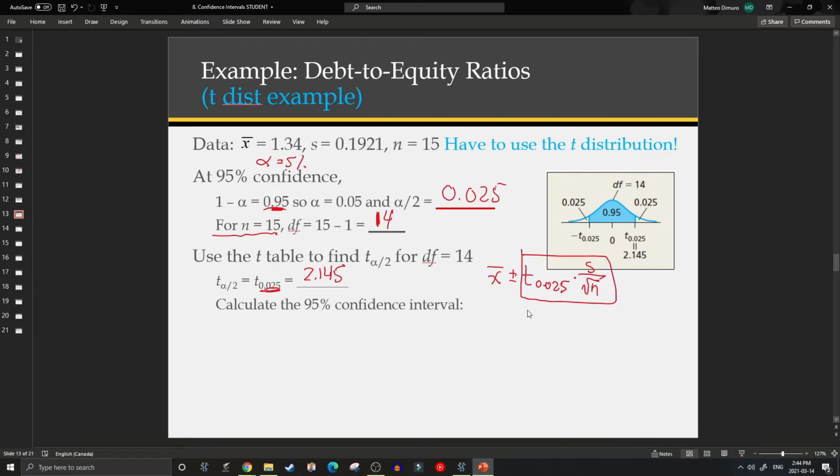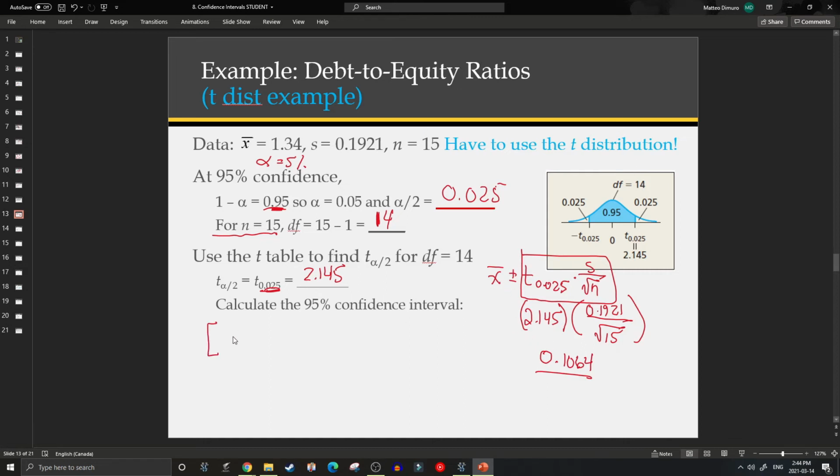All right, so it probably pays off to go ahead and figure out what this correction factor is going to end up being. So 2.145 times S, which was 0.1921, divided by square root n, which is 15. Be careful that you don't use 14, right? That's just for the tables. When you type that in on your calculator, give it a shot, I get 0.1064. So there's the correction factor.